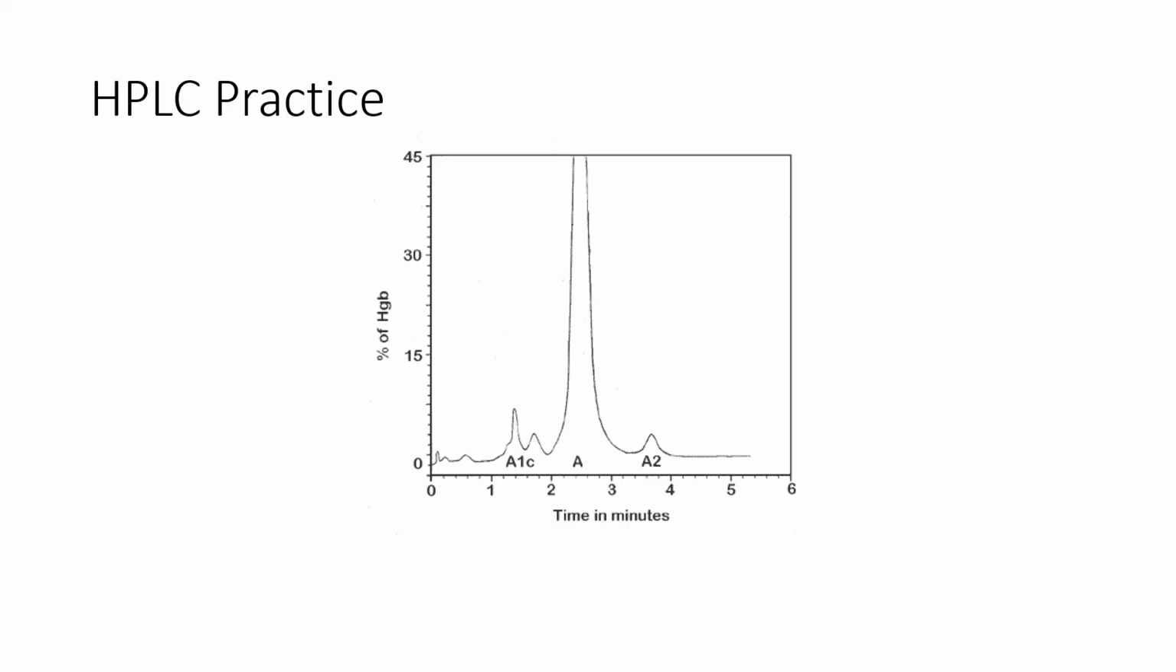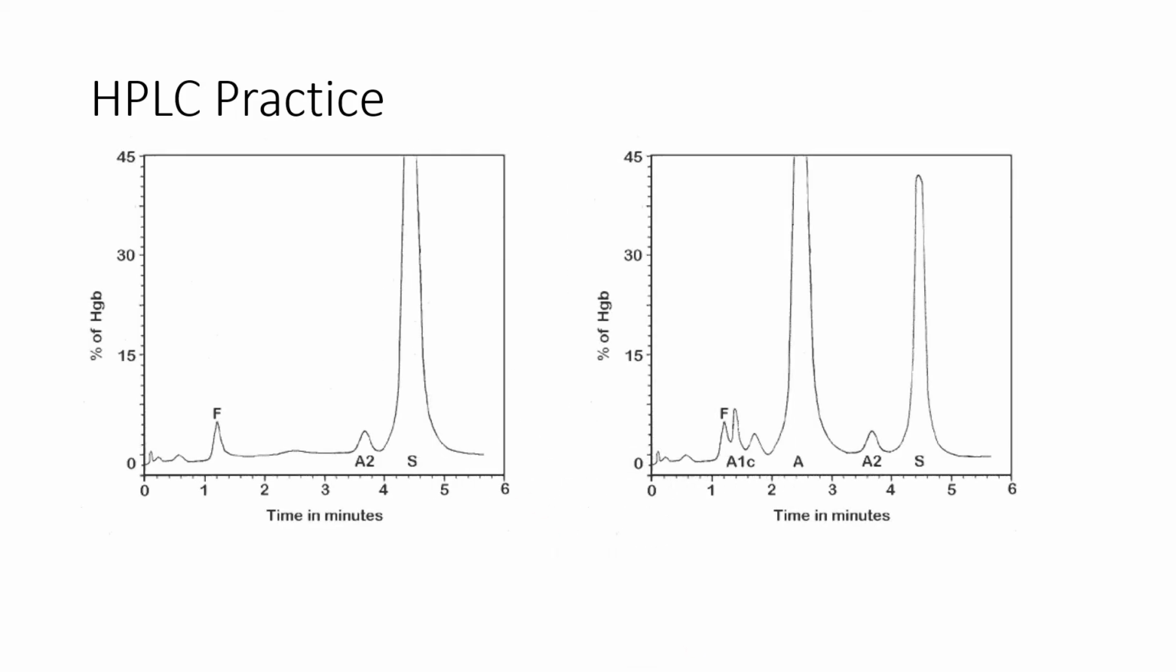Now let's practice some of these concepts. What would you expect these results to be? These are normal HPLC results. Normal adults have minimal A1C and A2 and are predominantly hemoglobin A. What do you see here on the right and left?